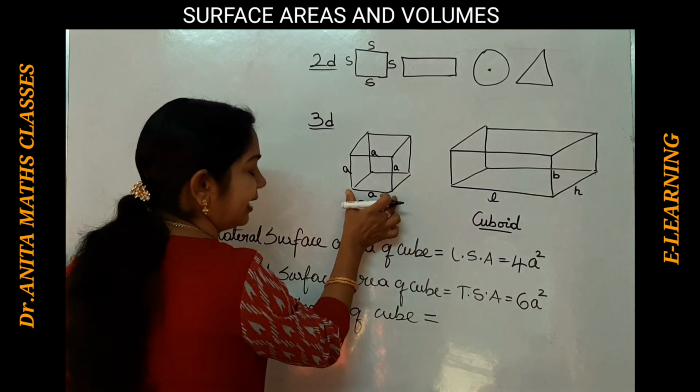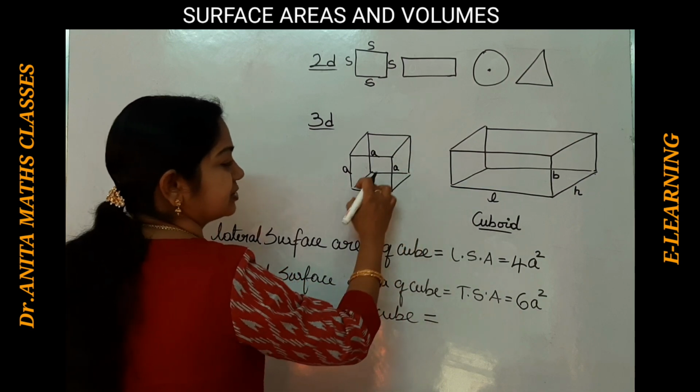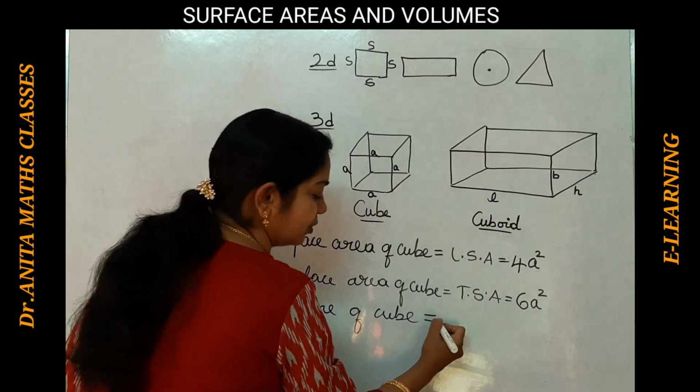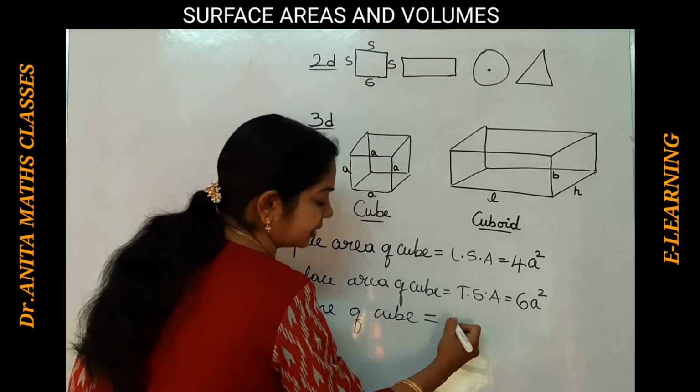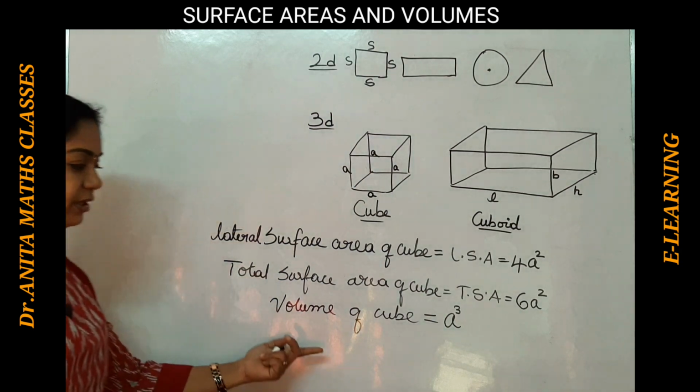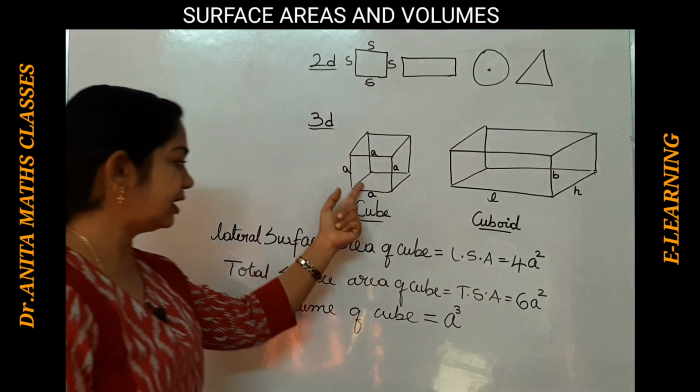So the volume of a cube is length, breadth and height. With all these 3 we can calculate the volume. So here length, breadth and height are equal, isn't it so? Side cube, A cube, is the volume of the cube. So these are the formulae for the cube.